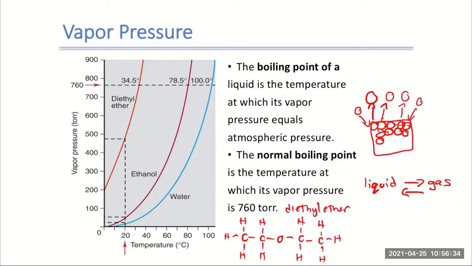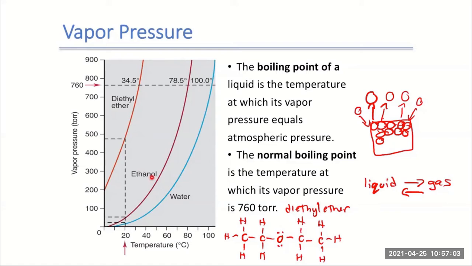If we look at our diethyl ether and think about which intermolecular forces exist here, I have mostly carbons and hydrogens, that's nonpolar, so I have London dispersion. I do have an oxygen that has 2 lone pairs, so a little bit of a polar bond here between the carbon and oxygen, and then more nonpolar. So there's a slight bit of polarity, but it's mostly just London dispersion.